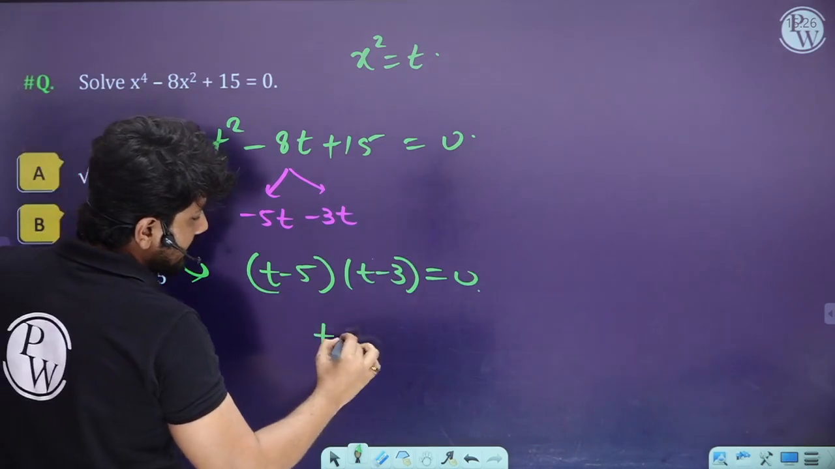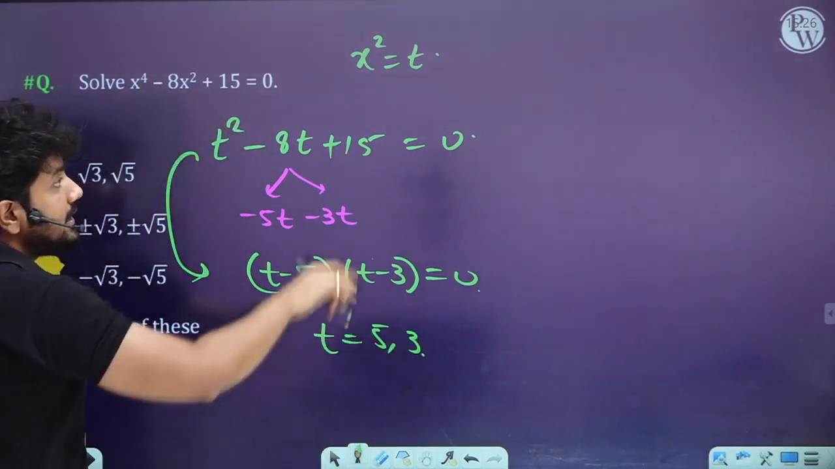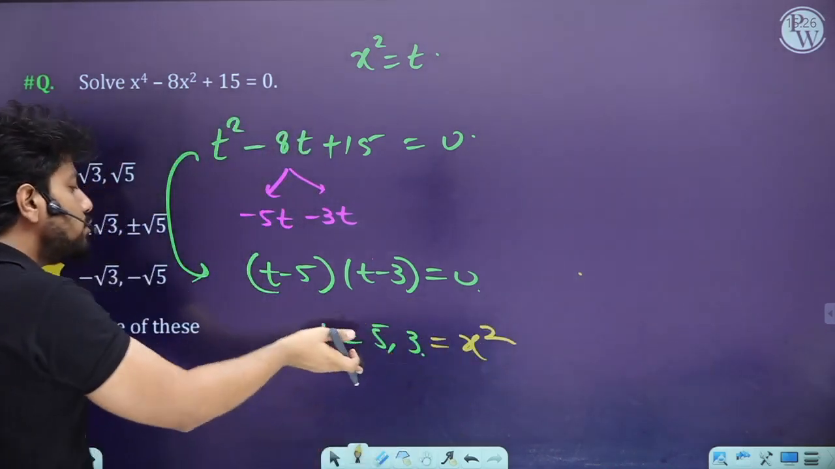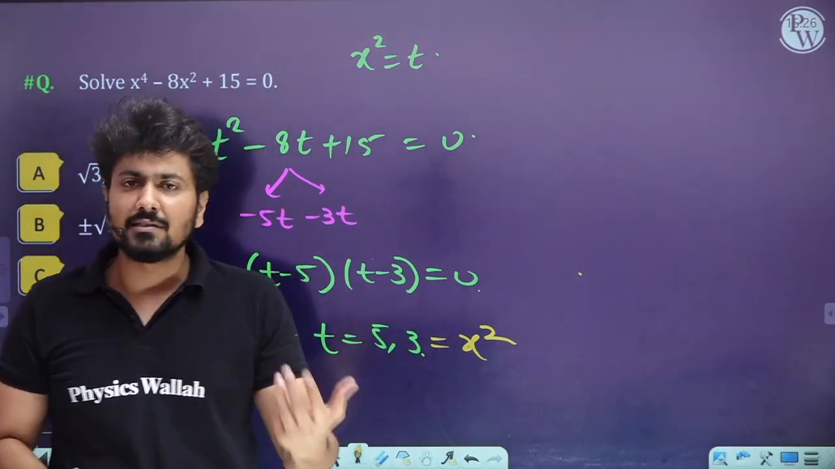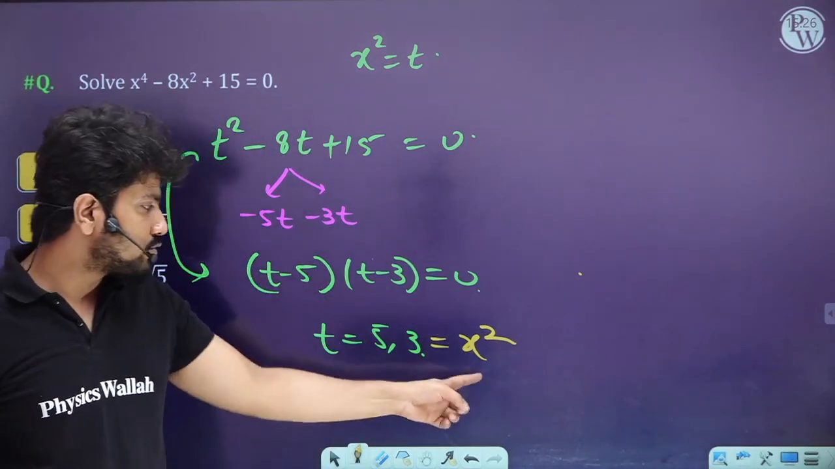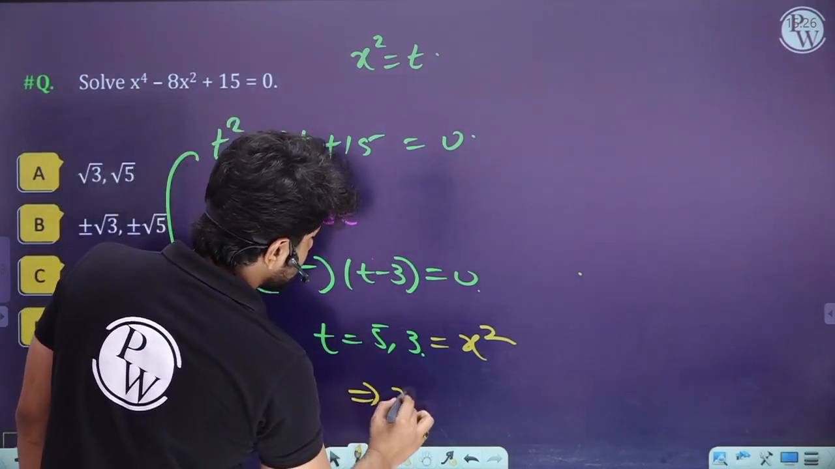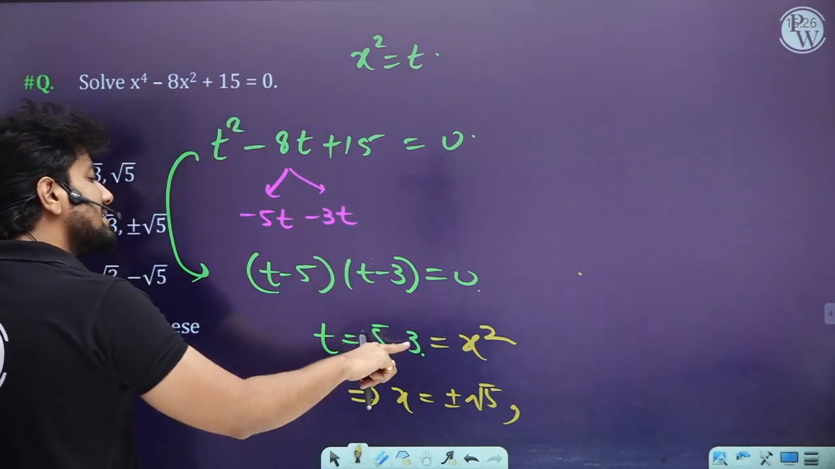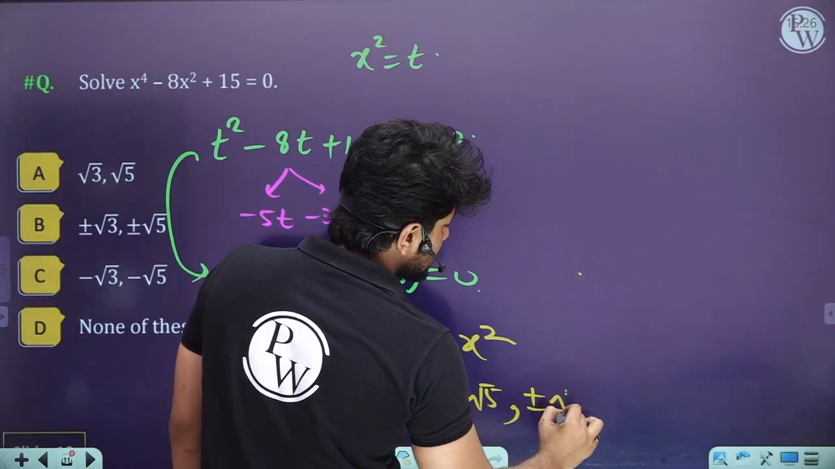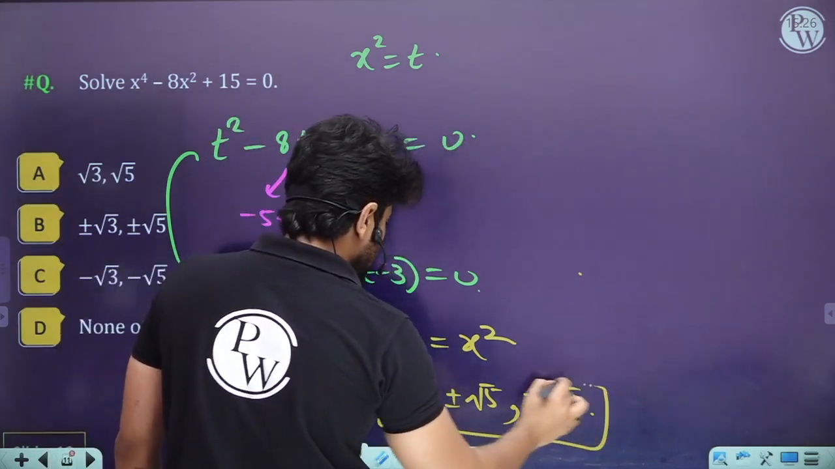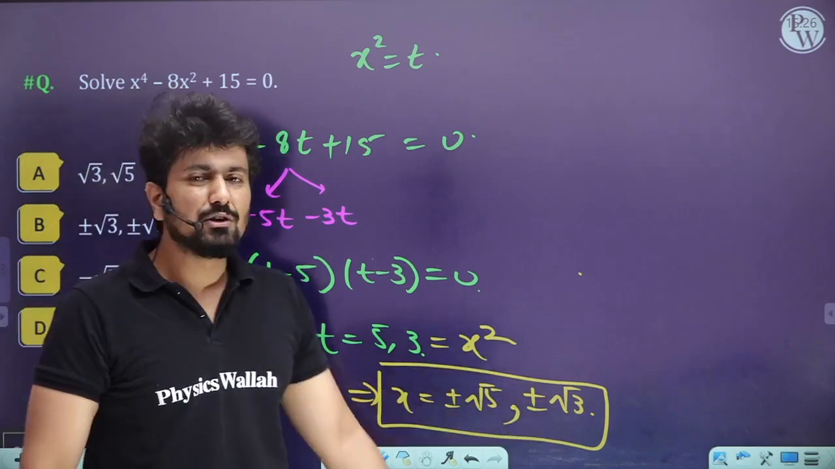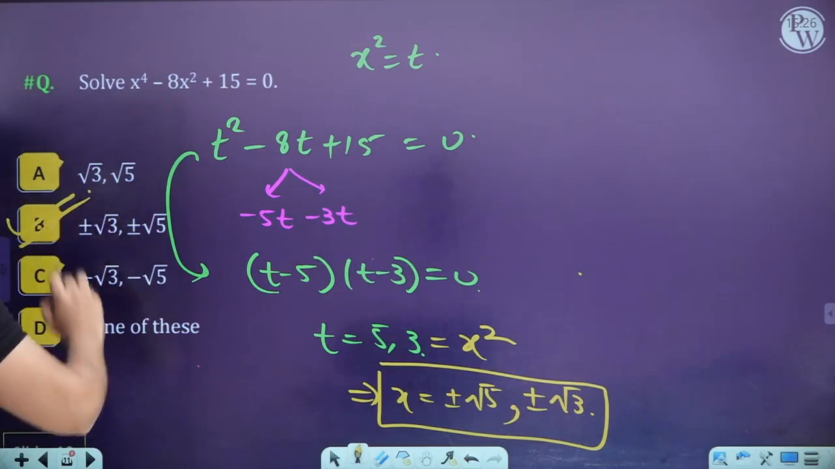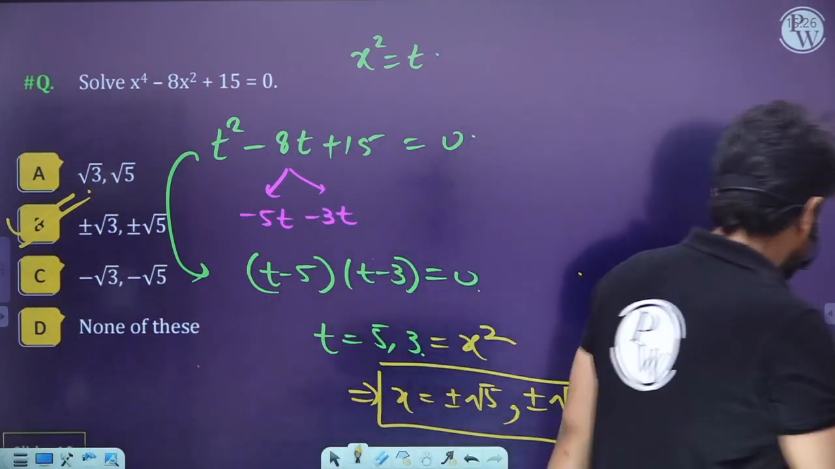So what are the values of t? 5 and 3. And t is x square. So we are getting two values of x square: x square is 5, x square is 3. Yes, both of them are possible. If x square is equal to 5, x will be equal to plus minus root 5. If x square is equal to 3, x will be equal to plus minus root of 3. So these are the four solutions we are getting. So option B is the right answer for this question.